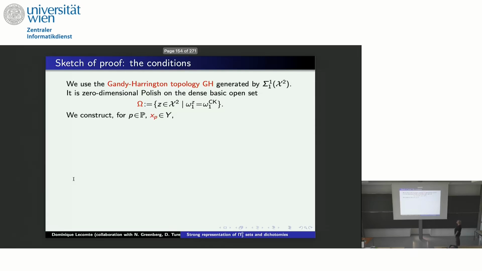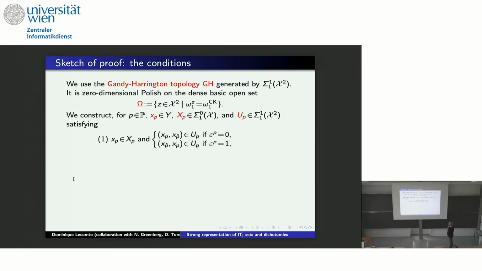So we construct for any pair P three different objects. We construct a point in Y, xp. We construct an effectively open neighborhood, capital XP, of xp. And we will construct sigma 1 subsets of the product called UP, satisfying the following conditions. The first condition is the witness for non-emptiness. I already mentioned the first part. And the second part says that XP hat is in UP, or vice versa, depending on epsilon.